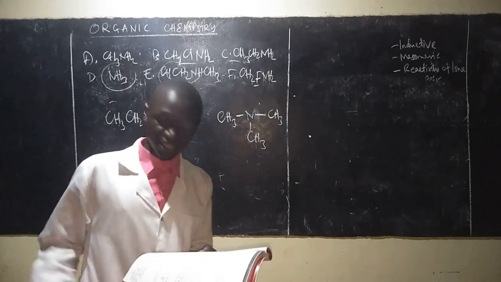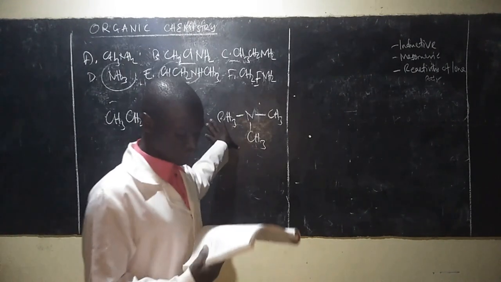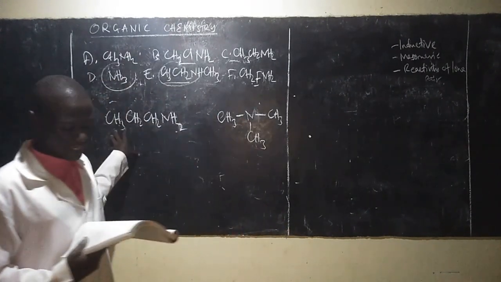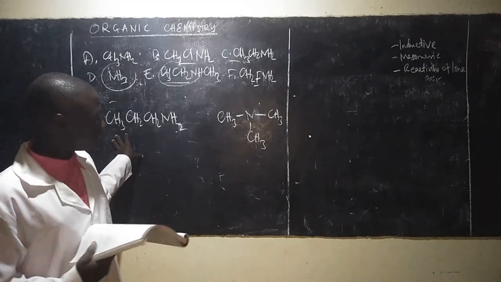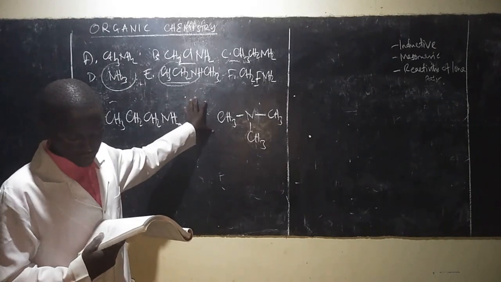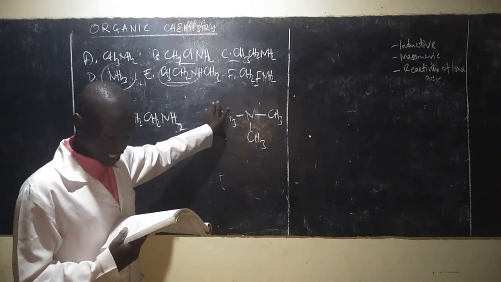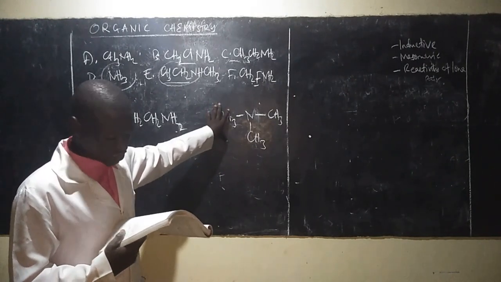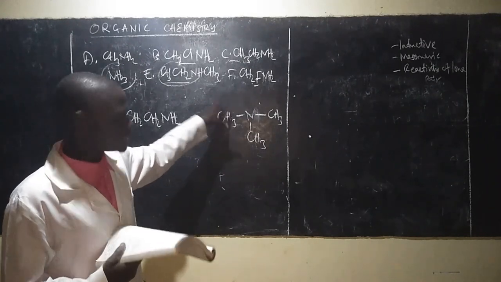So the reason we are saying that trimethylamine, which is this one, is more basic compared to propylamine is because the nitrogen atom having the lone pair is directly bonded to the carbon atoms, which donate the electrons and make the lone pair available and reactive.